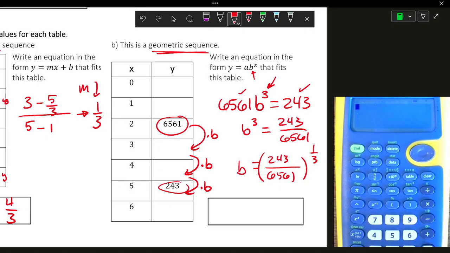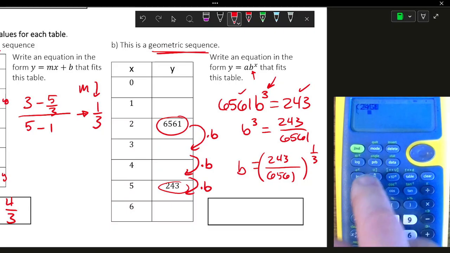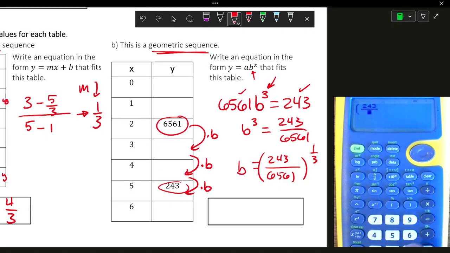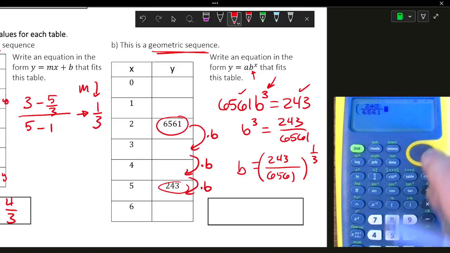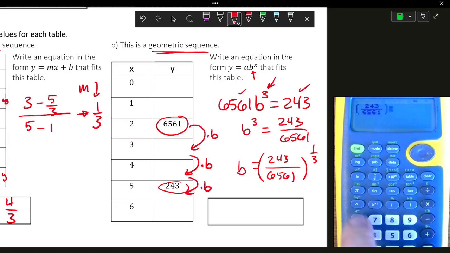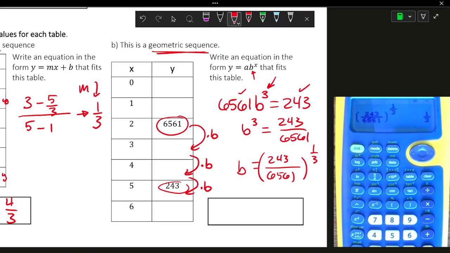So I'm going to have open parentheses 243 over 6561. I'm going to close the parentheses and raise it to the 1/3 power. And it tells me that my multiplier is 1/3. I raised it to the 1/3 power, and I got that my multiplier is 1/3. Okay, that's cute. So I'm multiplying by the number 1/3.